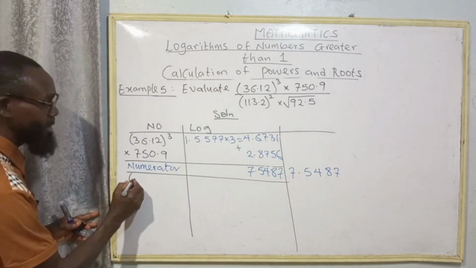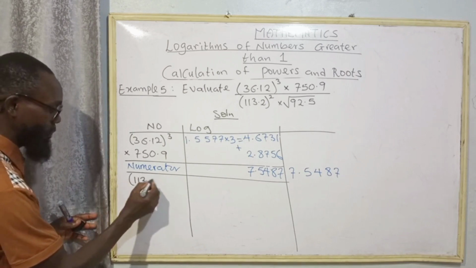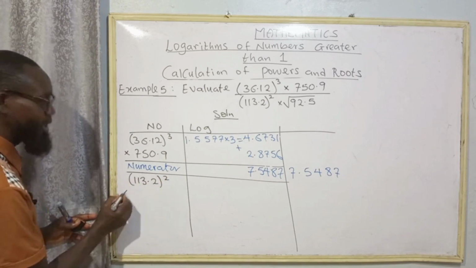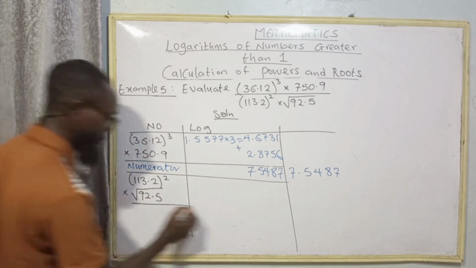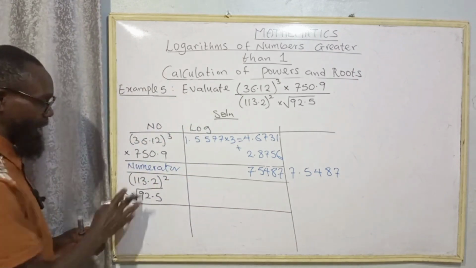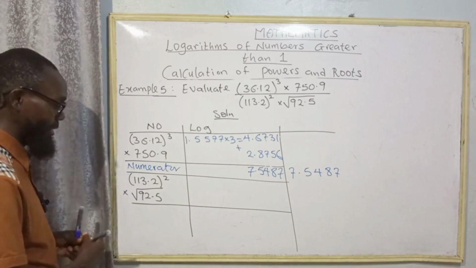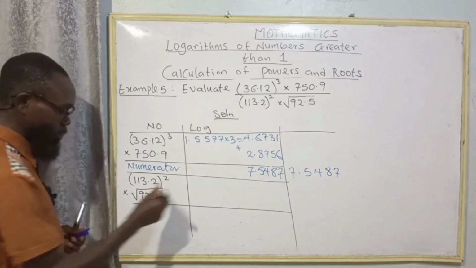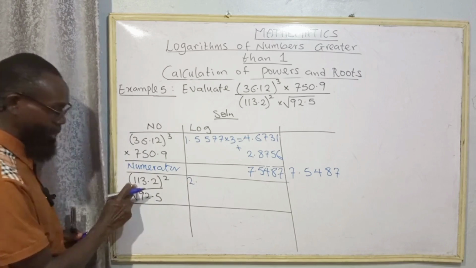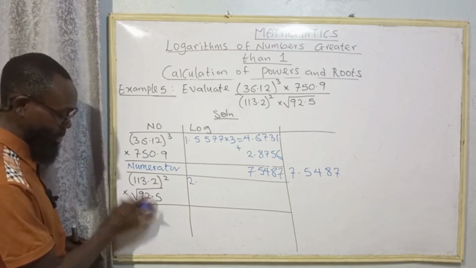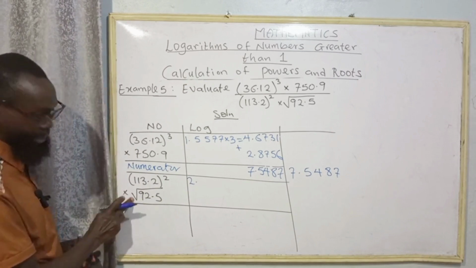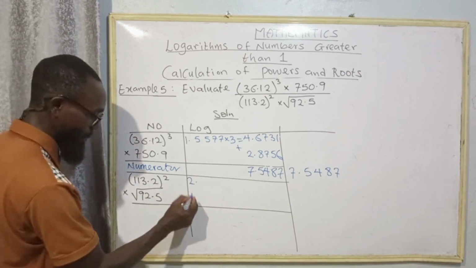Now next one is for the denominator. Open your brackets, 113.2 raised to power 2 multiplied by square root of 92.5. So the integer of this one, the first one here, we have 2 points. The integer of 113.2. Before we even check this, let's check this one as well, because this is square root. The integer of this one also is 1 point.